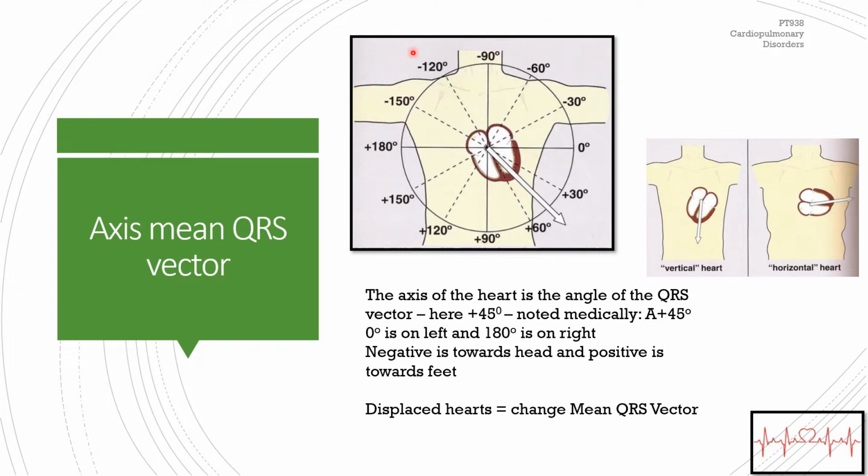One more thing to keep in mind always. Negative is towards the head, positive is towards the feet. 0 is towards the left, and 180 is towards the right. If you know this, it'll make understanding the next section a little bit easier. So again, head negative, feet positive, left 0, right 180. And remember that depolarization is a positive wave towards the electrode in reference.